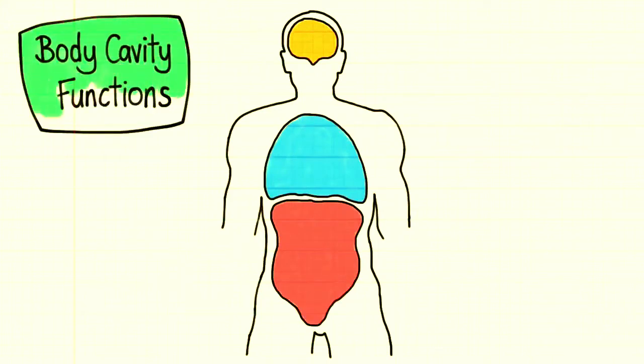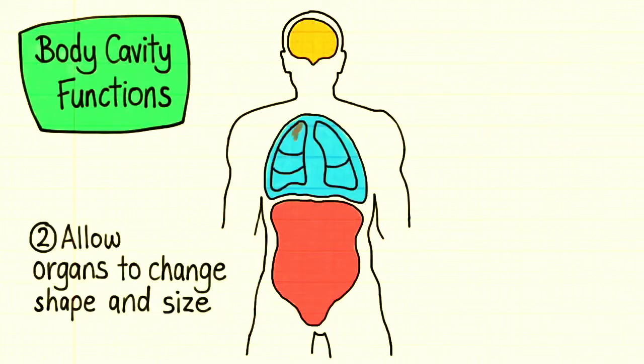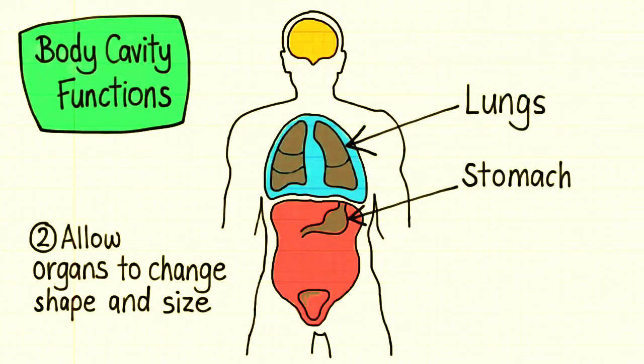Body cavities have several important functions. Firstly, they protect delicate organs, like for example the brain, from bumps and shock when we walk, run, and jump. Secondly, cavities allow internal organs to change shape and size. For example, our lungs, stomach, and bladder can all expand and contract because they sit inside cavities.